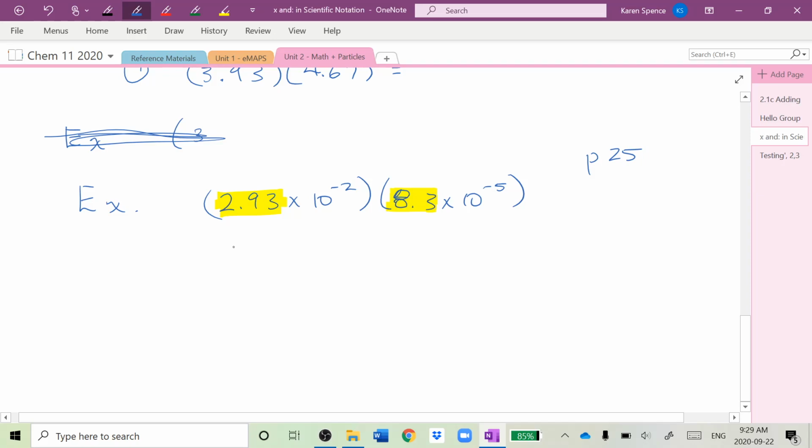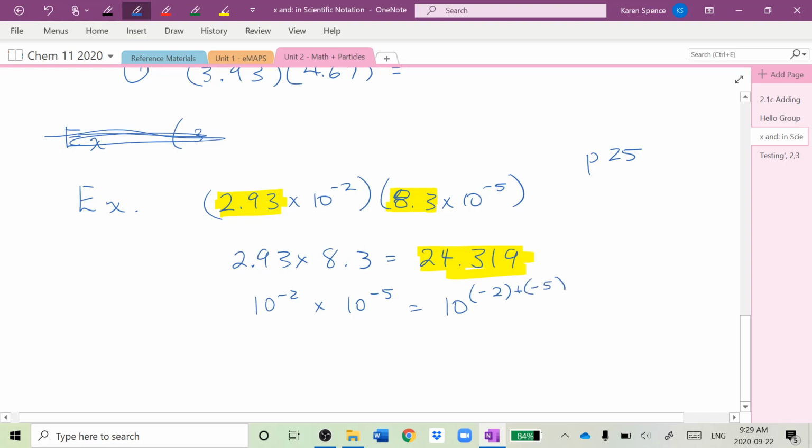All right, and we get multiplier coefficients. 2.93 times 8.3 is 24.319. So that is our coefficients. Now for our powers of 10, we have 10 to the negative 2, and we have 10 to the negative 5. And when we multiply things with exponents, what we do is we add the exponents. So that's going to be 10 to the negative 2 plus negative 5. And so that will be then 10 to the negative 7.